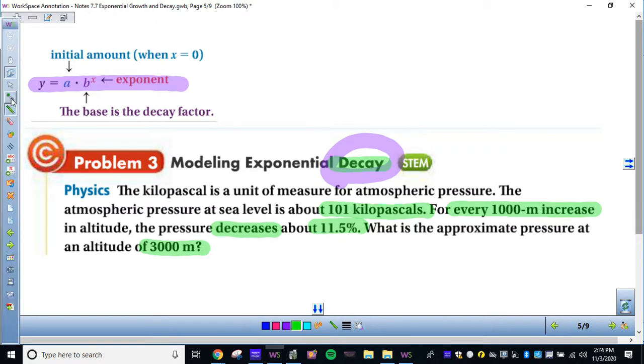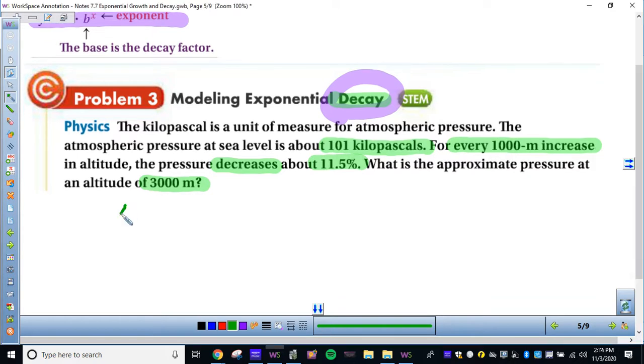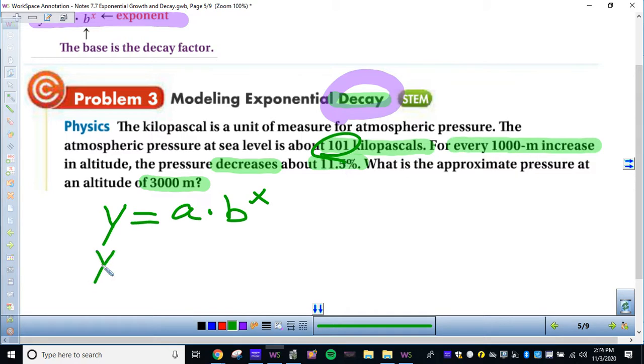So always when I'm doing these problems, I always write the formula down first so I make sure I don't screw up. So y equals A times B to the X power. A is the amount we started with, and in this problem it's 101 kilopascals right here. So y equals 101 times, now we have to figure out the decay factor. So remember, if it's decay, we subtract from 100. So we're going to start with 100%. That's what the 101 represents. And we're going to subtract the 11.5%.